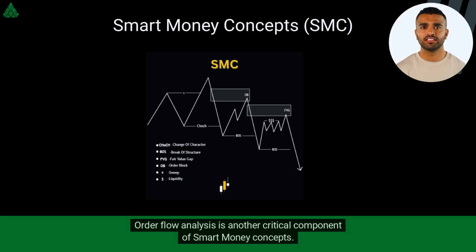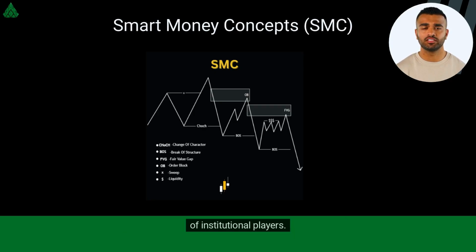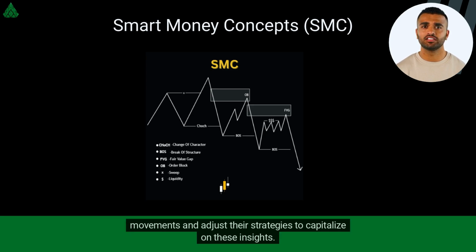Order flow analysis is another critical component of smart money concepts. This approach involves analyzing the flow of buy and sell orders in the market to gauge the intentions of institutional players. By understanding where the majority of orders are concentrated, traders can predict potential price movements and adjust their strategies to capitalize on these insights.